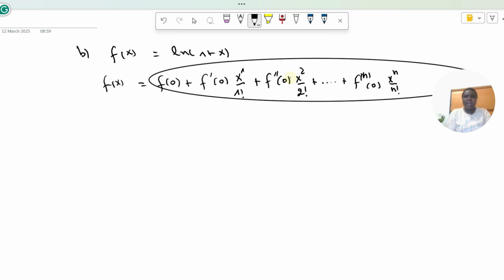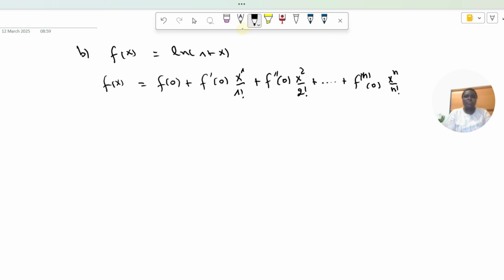So now having our function f of x equal to ln of 1 plus x, what do we have to do? First, we have to compute f of 0. f of 0 will be equal to what? This is ln of 1 plus 0, and this is equal to ln of 1, which is equal to 0.